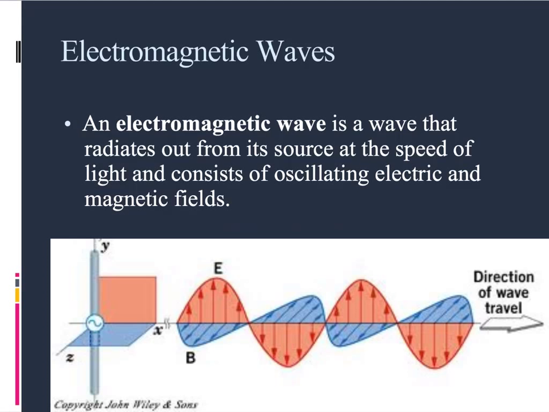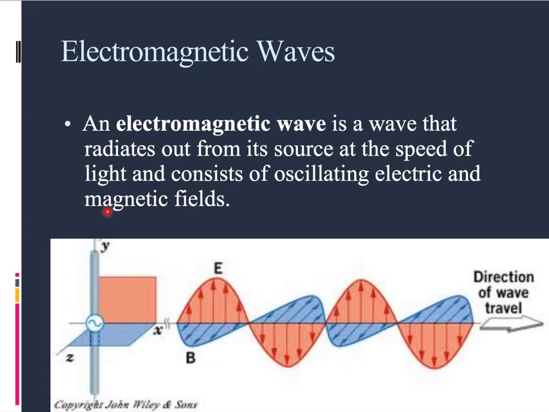So what is an electromagnetic wave? Well, an electromagnetic wave is a wave that radiates out from its source, where it started, at the speed of light, and we'll talk about that in a minute, and consists of oscillating, remember that word means to go back and forth, electric and magnetic fields. So this is like electricity and magnetic like magnets.